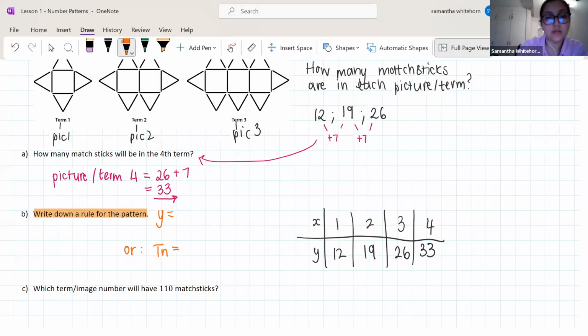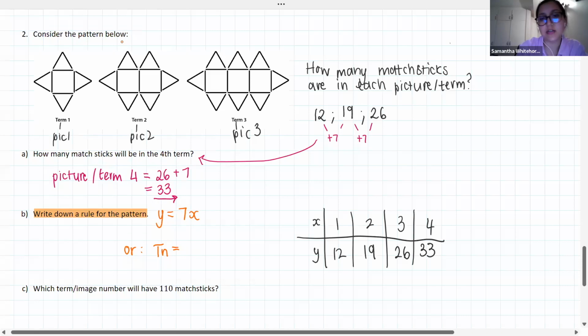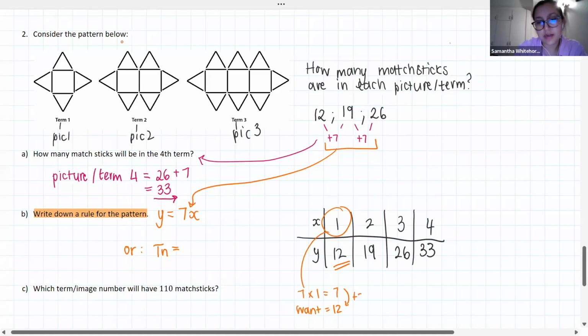Okay, so we automatically know that it has to be 7x. Remember, I said to you, whatever you add or subtract, that becomes your coefficient to x. So now we go and double check. If I take 1 and I say 7 times 1, that gives me 7. But I don't want 7. I want my output of 12. So to get from 7 to 12, I add 5.